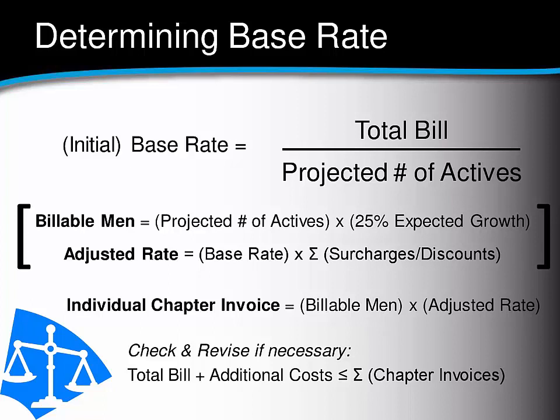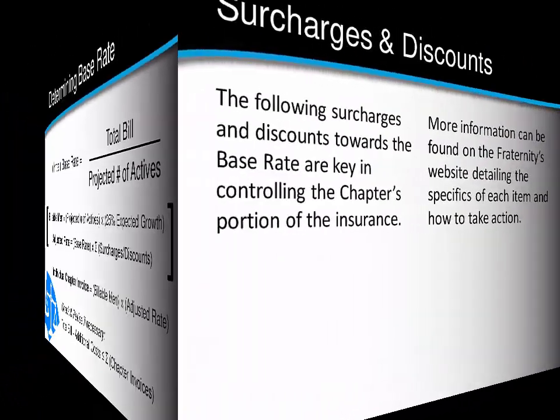After all of these calculations have been done, we check to see if the projected total amount invoiced to all of our chapters is at all under or too far over our anticipated costs. And if so, we adjust the base rate and begin the process again.